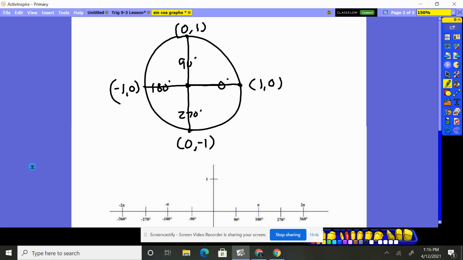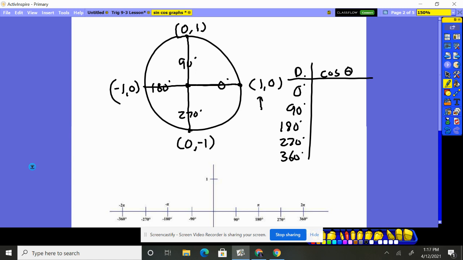Now, we said the cosine is the first value here. So let's say we're going to make a chart. Here's going to be our degrees, and here will be our cosine of theta's value. So we're going to do 0 degrees, we're going to do 90 degrees, 180, 270, and 360, which is just the same as the 0 degrees. So 0 degrees, the cosine is what? 1. At 90, the value is 0. At 180, -1. At 270, it's right there, 0. 360, you're back, and it's at 1.